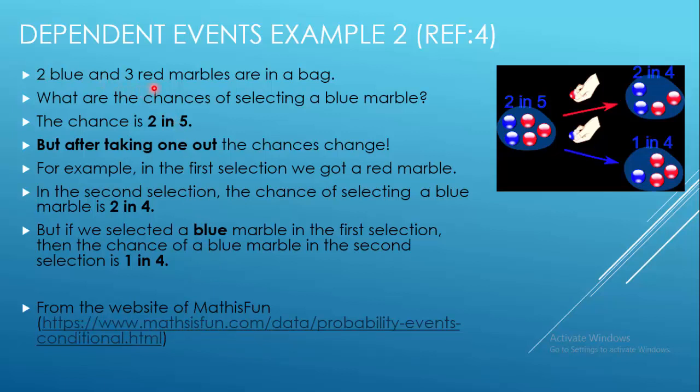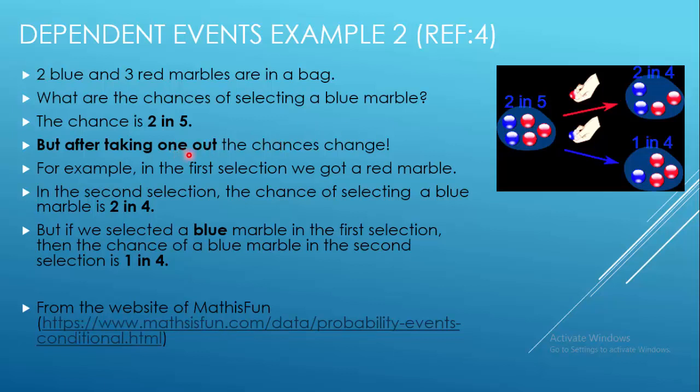Suppose that we have got a bag, and in that bag you have got 2 blue and 3 red marbles. As you can see over here, there are 2 blue marbles and 3 red marbles, and altogether you have got 5 marbles. What are the chances of selecting a blue marble? So in the first time, you are going to select a marble and determine the probability of getting a blue marble. It's very simple. 2 divided by 5, this is the chance of getting a blue marble. And the chance of getting a red marble is 3 divided by 5.